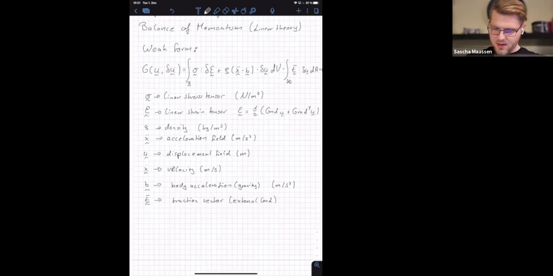T bar is our traction vector responsible for external loads.